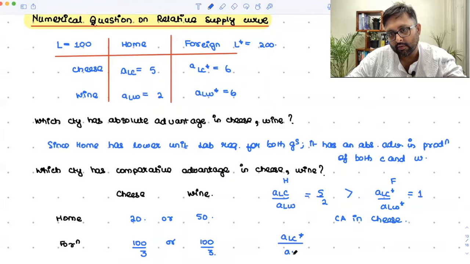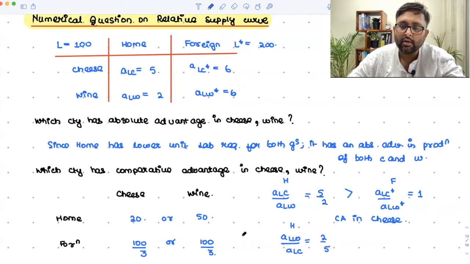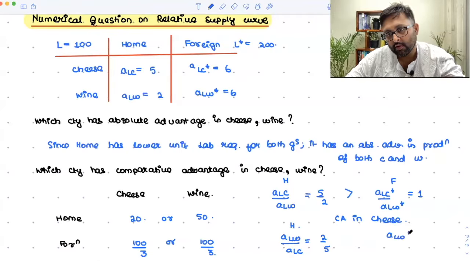Now let me also write it like this. ALW upon ALC, that is 2 upon 5, which is 0.4. This is for the home country. This is the opportunity cost of wine in terms of cheese in the home country. ALW star upon ALC star, that is 1 in the foreign country.